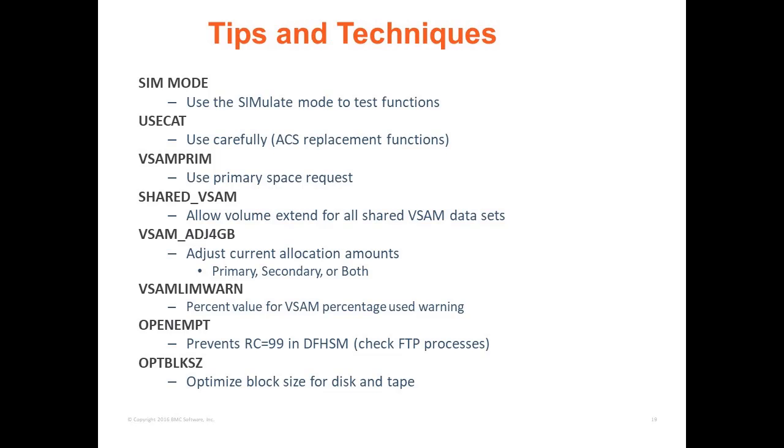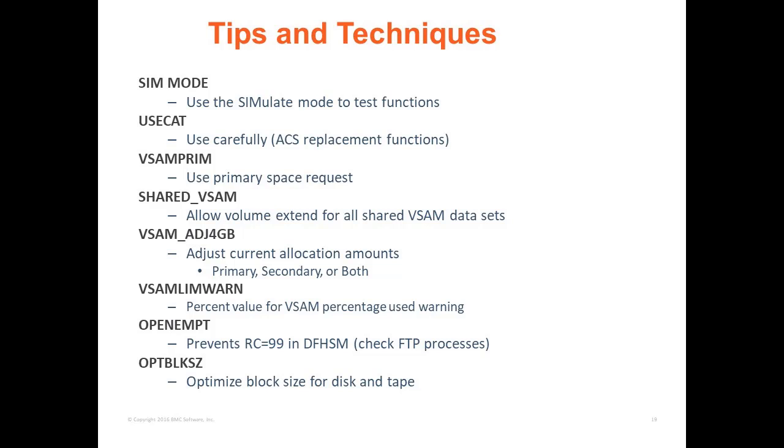When working with allocation, there are many best practices that are recommended. Sim mode will allow you to test any recovery rules while running the functions in simulate mode. Messages are displayed in simulate mode. However, the message prefix has an asterisk associated with the SVM message to identify the action as simulated. The Use Cat Global option specifies whether to use the catalog name and should be used carefully as it works with the ACS replacement functions.